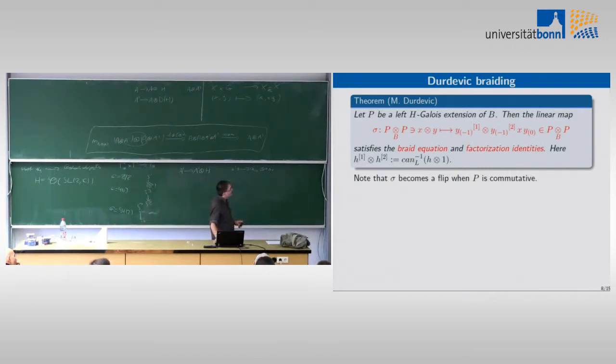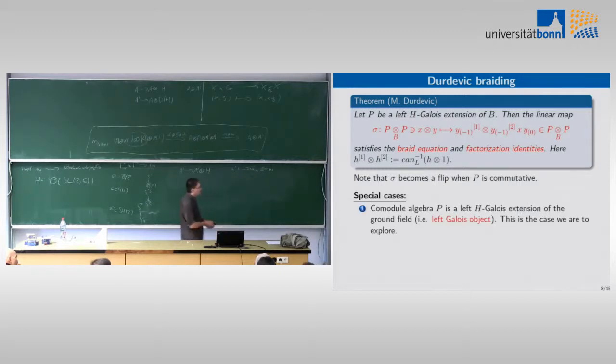And instead of explaining this to you in detail, let me give you special cases. So first special case is something which I intend to handle. This is what my talk is devoted to. Namely the case when this fixed point subalgebra, this coaction invariant subalgebra, is just the ground field. So this is when I have a left Galois object. Okay? So that's the case which we are going to explore. This is where we're going to use this braiding.